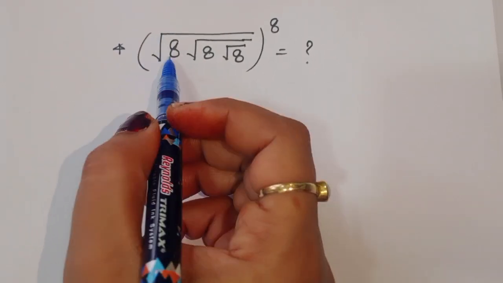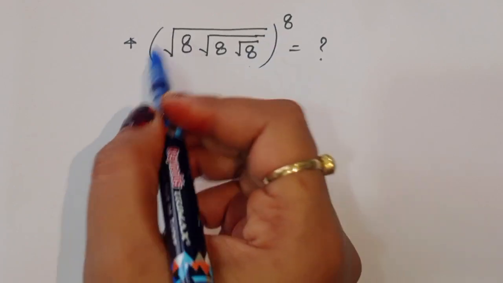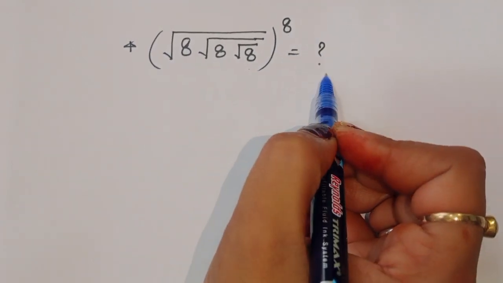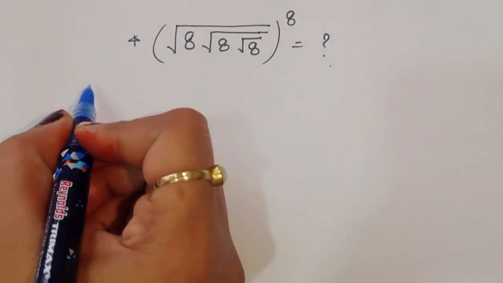Question: given square root of 8 under square root of 8 power 8, what is it equal to? We have to find out the value of this. How can we find it? Let's see the solution.